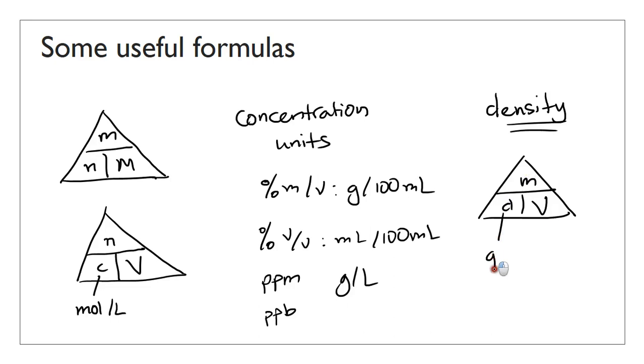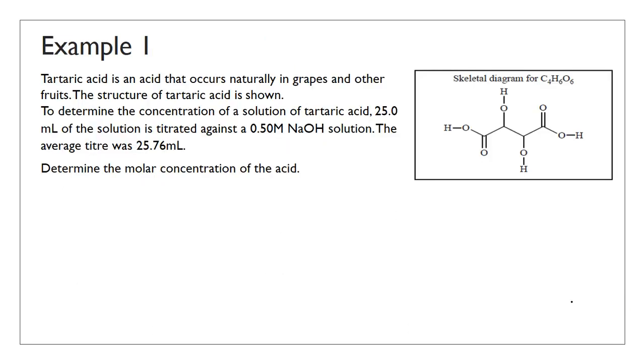The unit for density normally is in grams per mil or kilograms per liter. So if we're using grams per mil, the unit for volume will be in milliliters and the unit for mass will be in grams. So for example, the density of water is 1.0 grams per mil, but other liquids may have different densities, so you can't always assume that everything has a density of 1. So that's just some formulas for you there. I'm going to go through two questions.